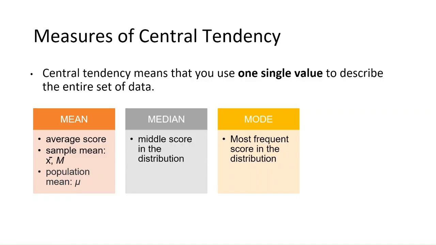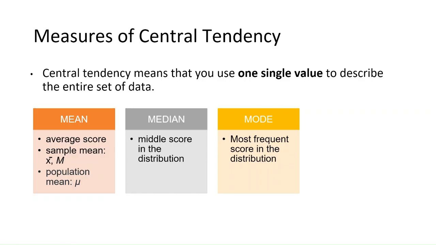The median is often used to split data into subgroups or categories, like low and high scorers. And then we have the mode. The mode is the value that appears most frequently in your data set.